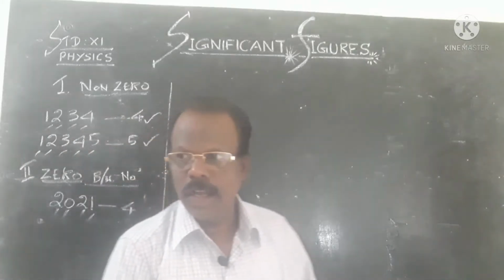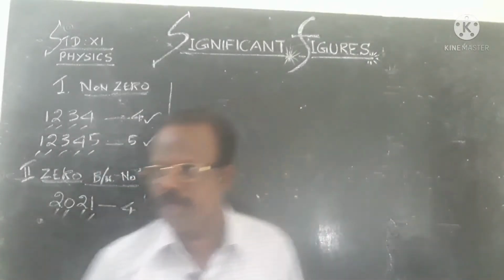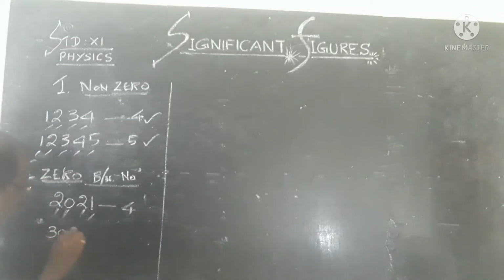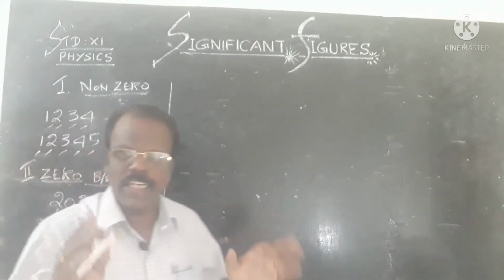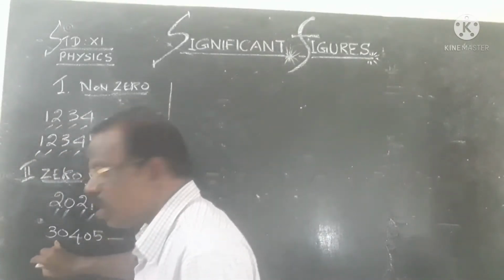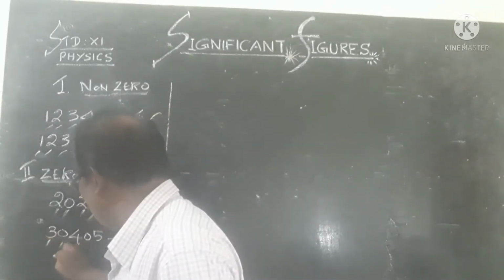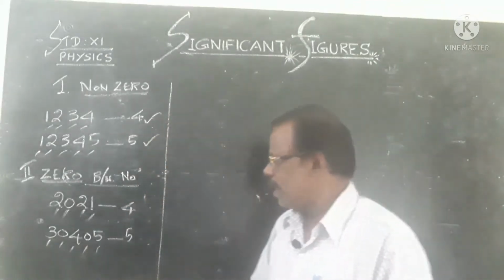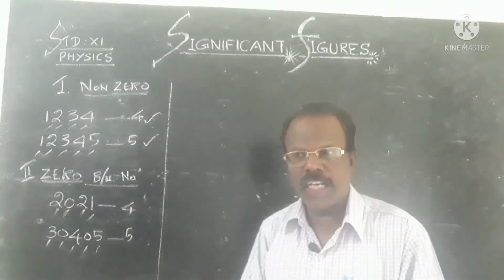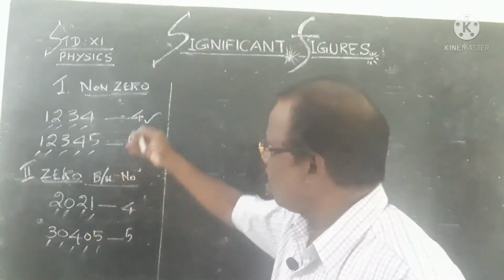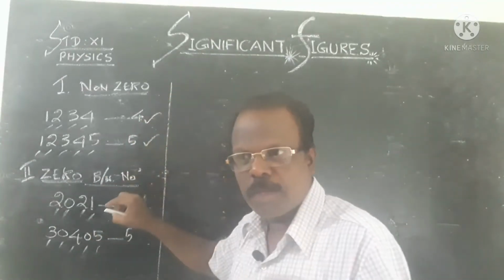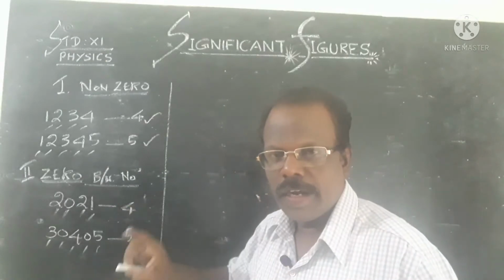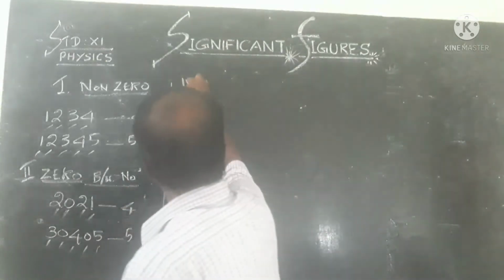Now one more example: 30405. Here one zero is present here, and another zero is present here, and the last one is a non-zero digit. So count all the numbers: 1, 2, 3, 4 and 5. So our significant figures are 5. So now we have studied non-zero numbers, and zero present in between two non-zero digits.